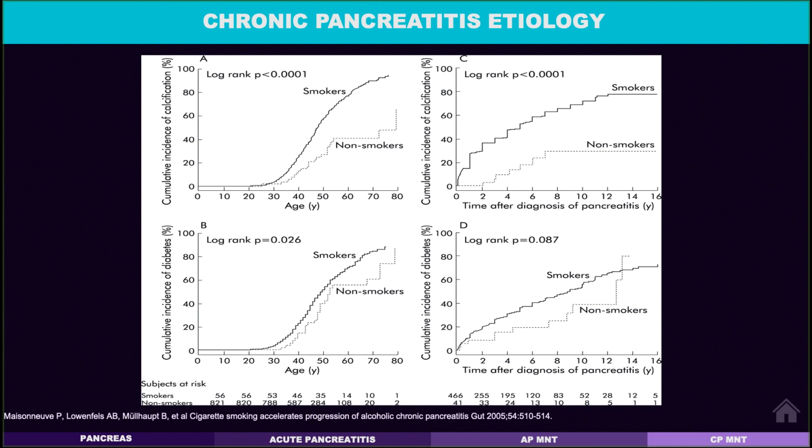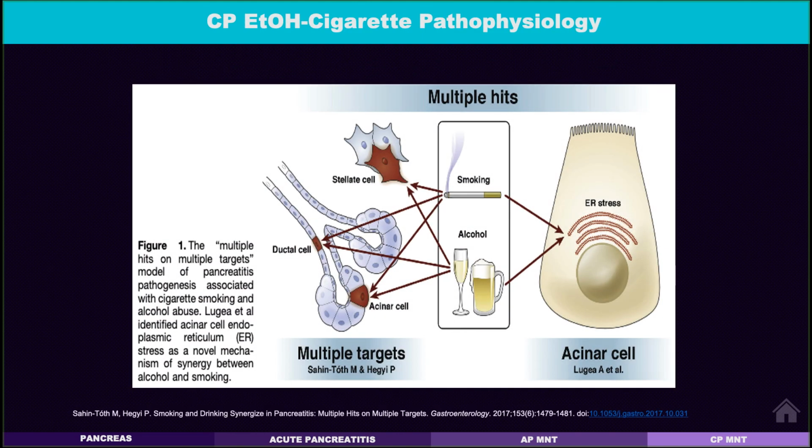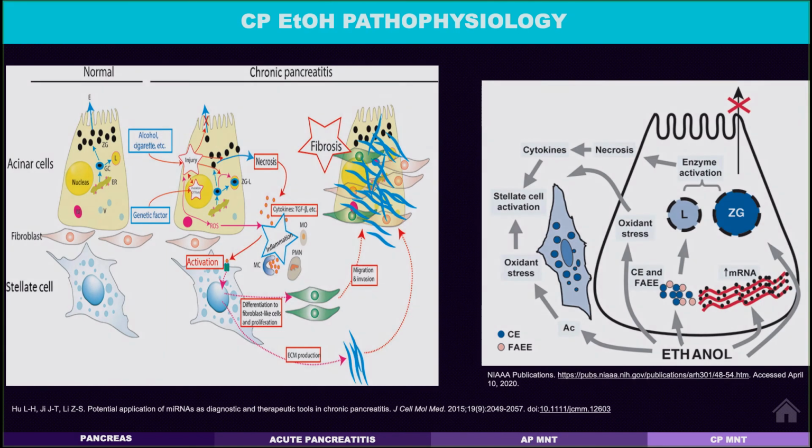The next slide just shows you the multiple hits target. It's an example of smoking and alcohol, and how they directly affect the endoplasmic reticulum stress within the acinar cell, and how they are also activating the pancreatic stellate cells, which, as you know now, once activated, lead to the development of fibrosis. Again, the next slide just shows the connection between alcohol intake and smoking on these acinar cells. I think I've shown you these to death, but they're good slides. And the next one shows also the activation of the pancreatic stellate cells. I really went to town on showing you these mechanisms.